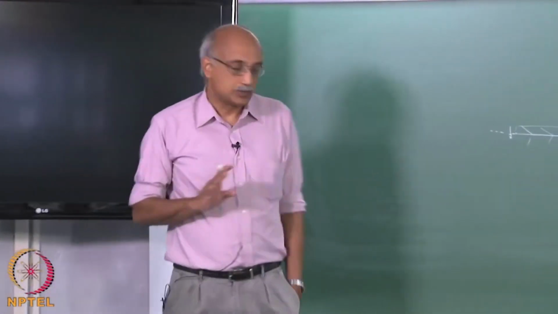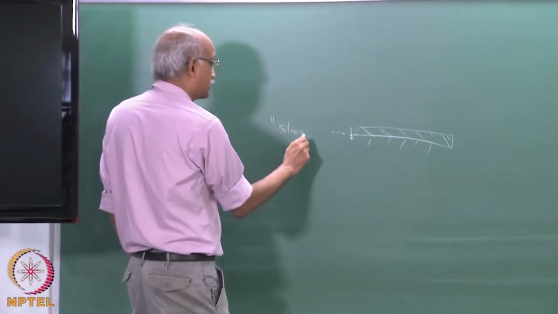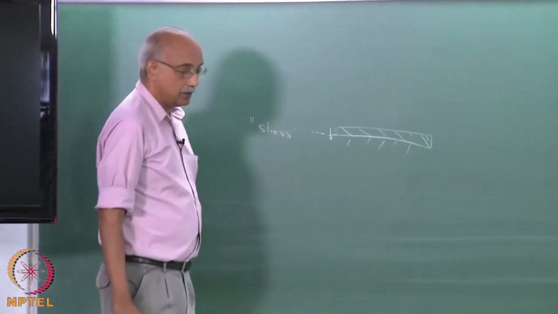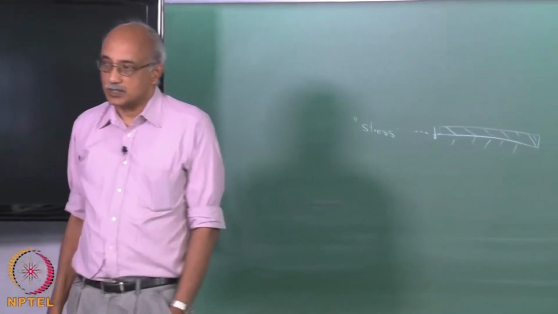And what that introduces is stress. So the biggest problem with CVD coatings is the buildup of stress at the interface between the coating and the substrate.